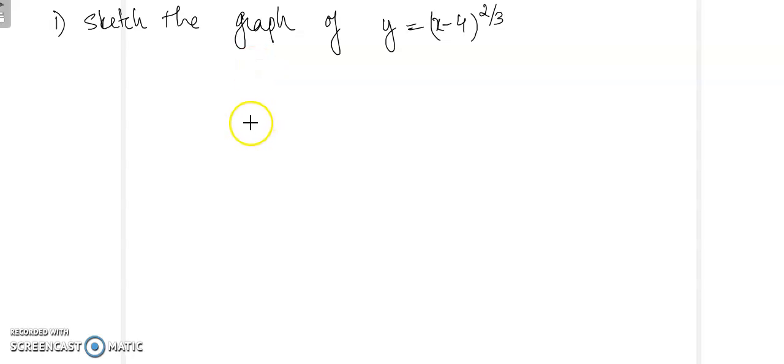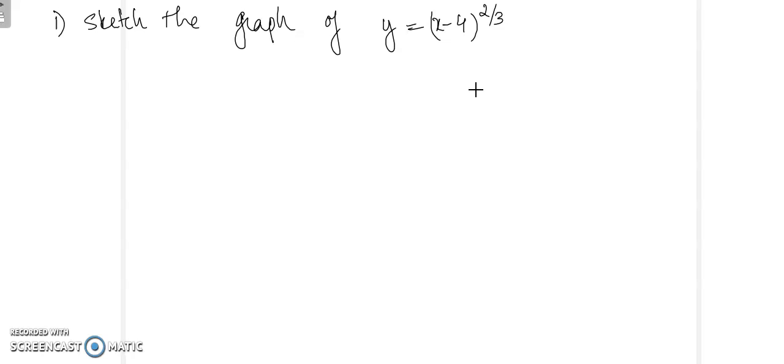Hello all. In today's class we will look at how to sketch the graph of a function with a radical. So you have a function with exponent 2 by 3 here. Let us see how to find the graph for this. We saw this in the last class. When you have a vertical tangent line or cusp, we will see how to draw the graph.